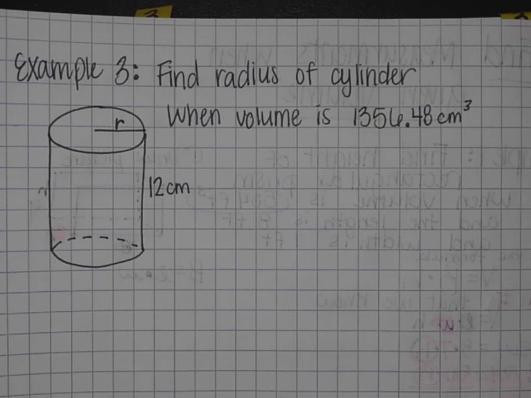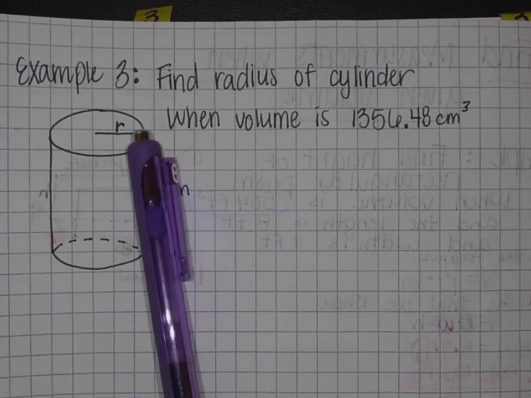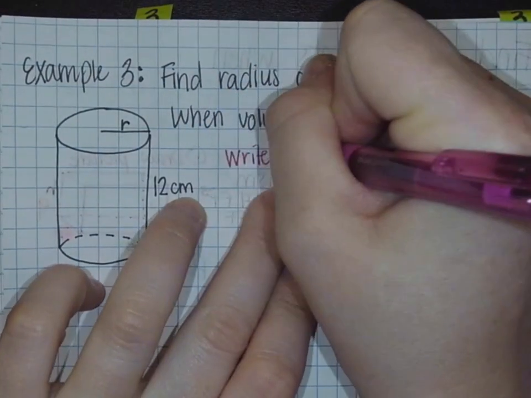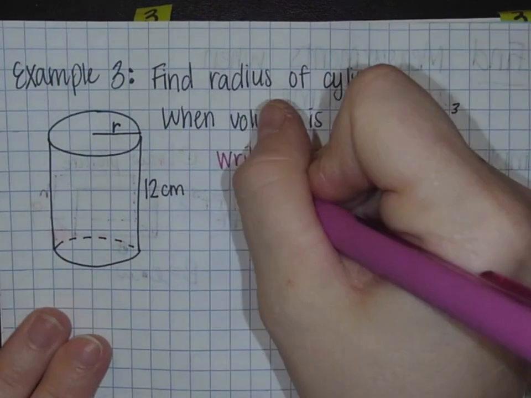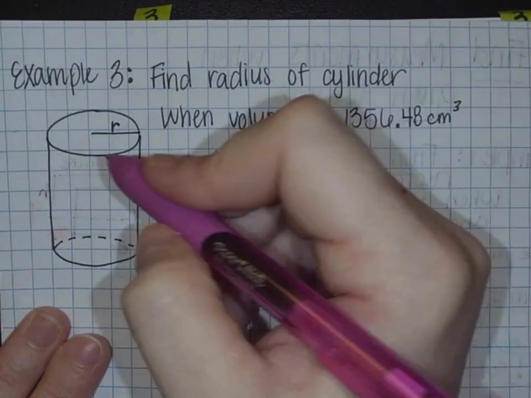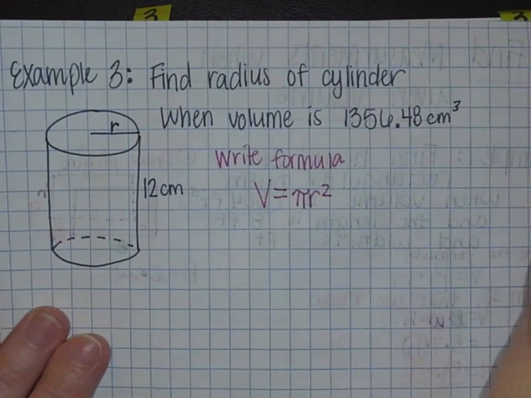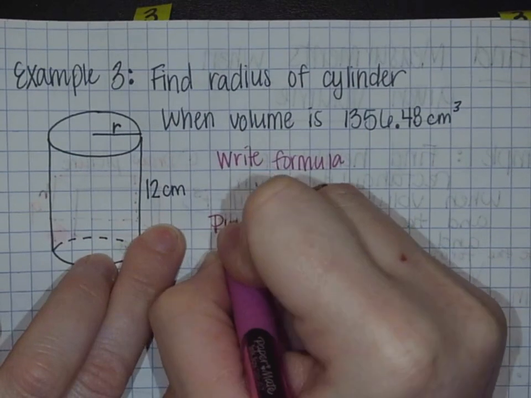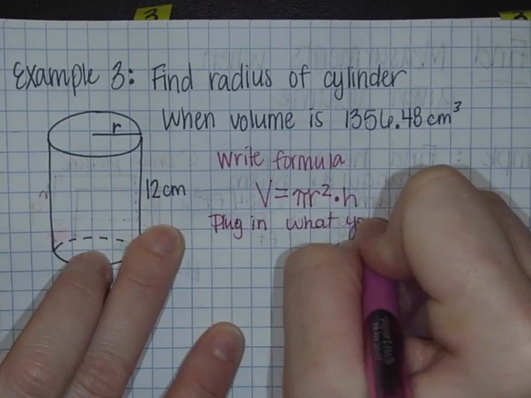But so you were going to find the radius. Again, this one the picture's already drawn. So then we need to write the formula, which is volume equals the area of the base. The base is a circle, so you're going to do pi r squared and then times height. Plug in what you know.